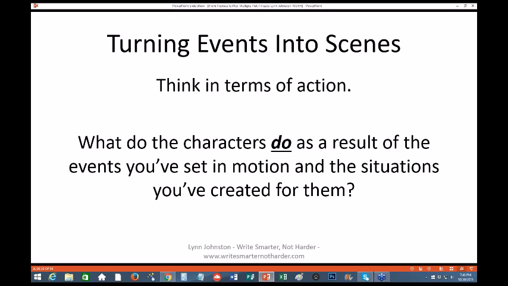Events are just like this happened, this happened, this happened. But if you write the story like that, it's really boring because scenes use a lot of different techniques to dramatize those events. So the first step in turning an event into a scene is to start thinking in terms of action. Don't ask yourself what happens. Ask yourself, what are the characters going to do as a result of these events that I've set in motion and the situations that it puts the characters in?